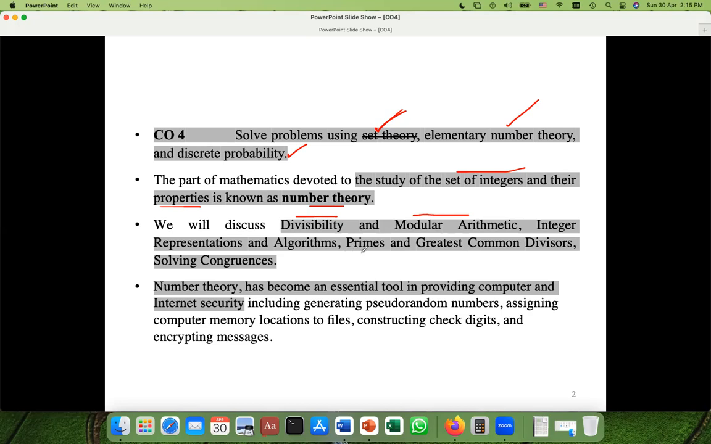Then we will see primes, what a prime number is, and some theorems and examples on prime numbers in discrete mathematics. Then we will see GCD, the greatest common divisor, and another topic, least common multiple, LCM. Finally, we will see congruences, which may be a new thing for you.